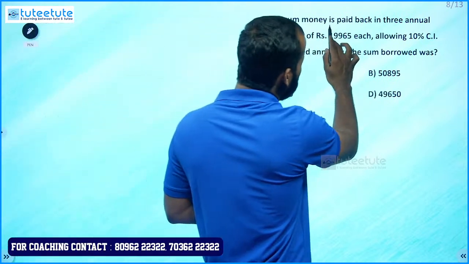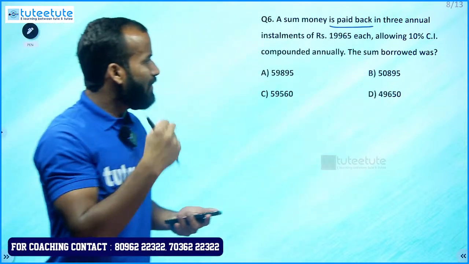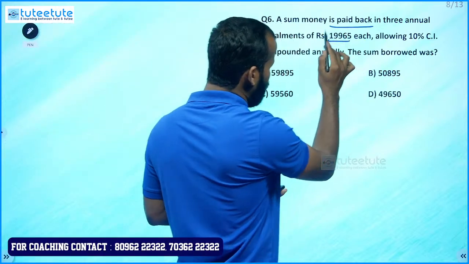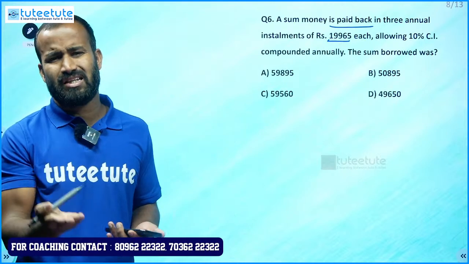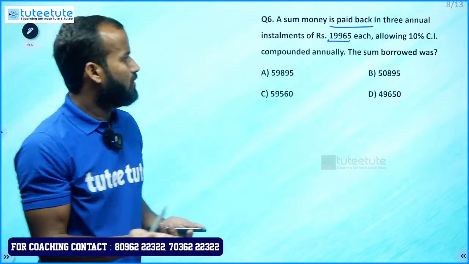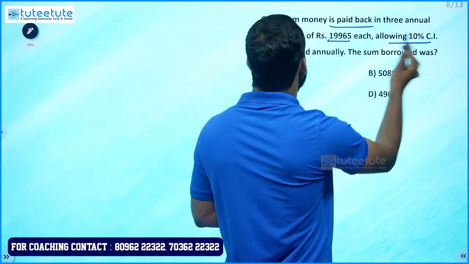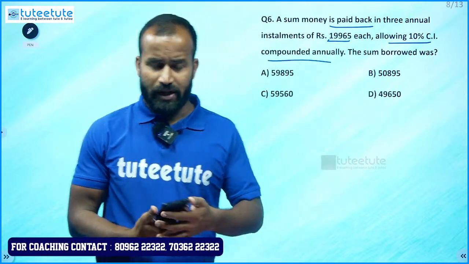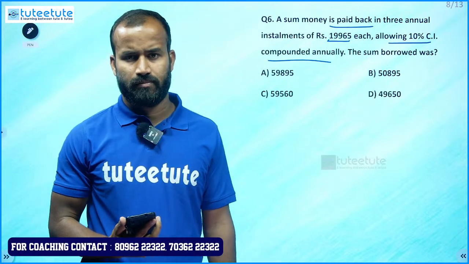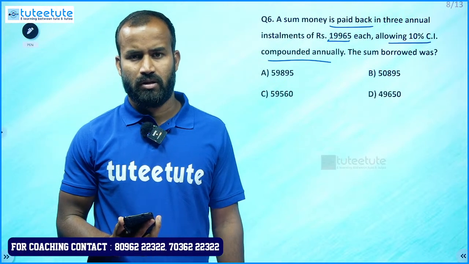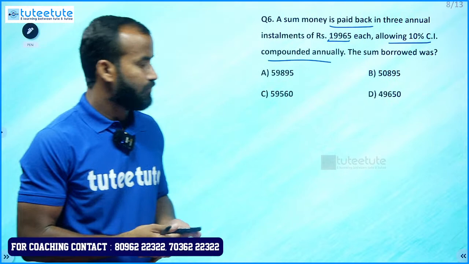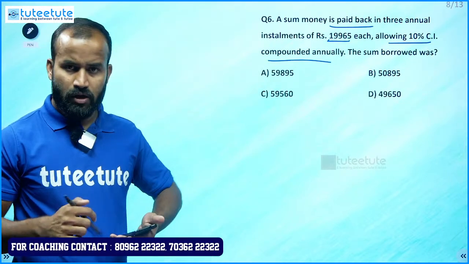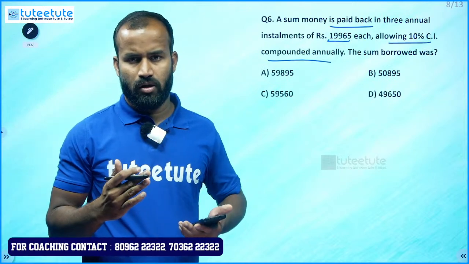A sum of money is paid back in 3 annual installments of 19,965 each. So 3 years, just 3 equal installments. Allowing 10% compound interest compounded annually, the sum borrowed was. So try to answer the question. Any answers? Try to solve along with me.